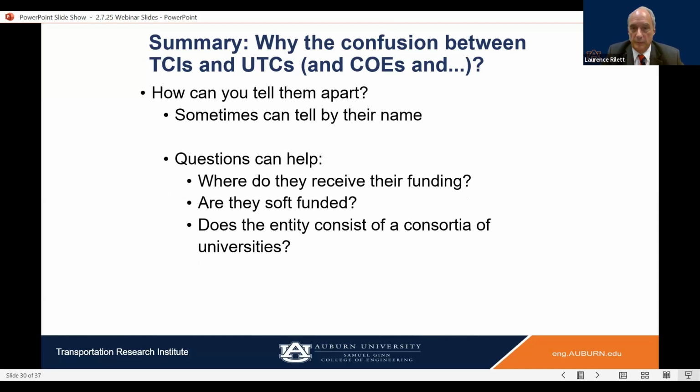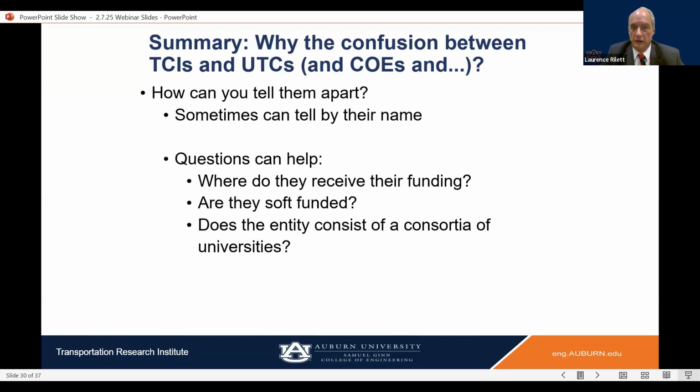Sometimes you can tell them by their name. So I'm associated with the Auburn University Transportation Research Institute. So having the university in our name sort of tells you that it's at that university. It's probably university-based. It's probably not federally supported. But of course, the easiest way is just ask some questions. You can't often tell them by the name.